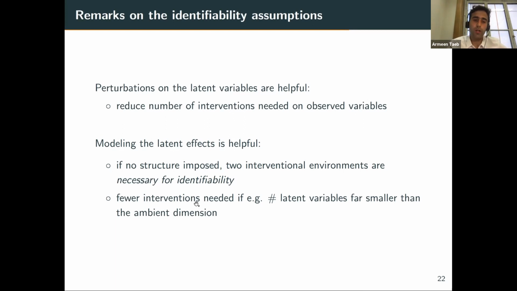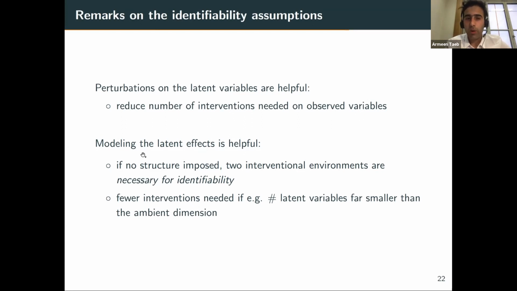So if no structure is imposed, then two interventional environments are necessary for identifiability. You cannot, in general, have fewer environments with interventions. However, if you impose additional structure, for example, you control the number of latent variables in the model and make it maybe small compared to the ambient dimension, then far fewer perturbations are needed for identifiability.